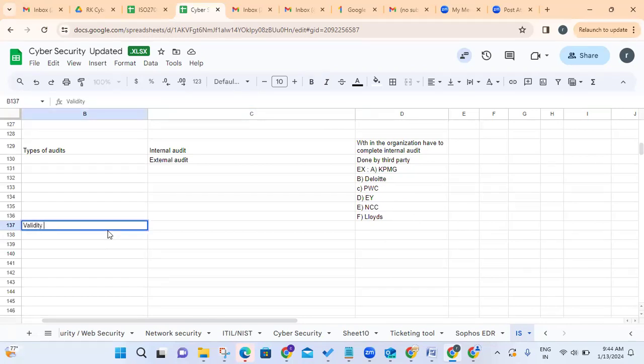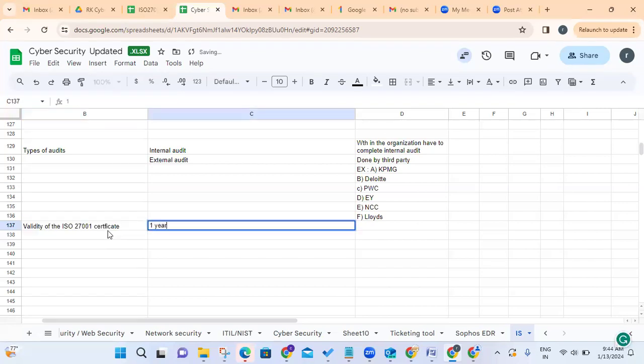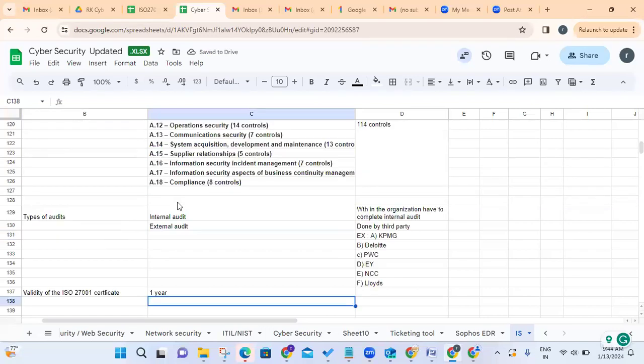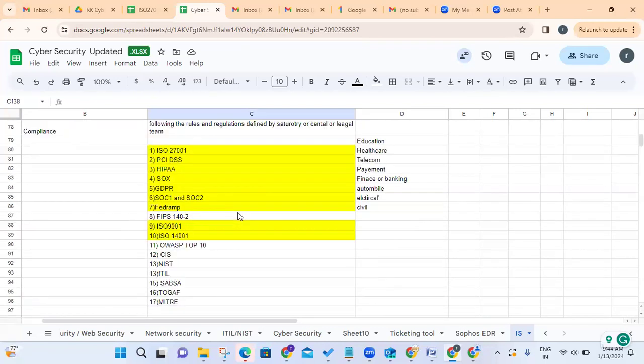The validity of the ISO 27001 certificate is 1 year. So that is about overall your role as a GRC consultant dedicated to ISO 27001. As I mentioned, this process is applicable to PCI DSS, HIPAA, SOX, GDPR, SOC 1, SOC 2, FedRAMP, ISO 9001, ISO 14001. For the remaining compliances, it's a similar process-related part.